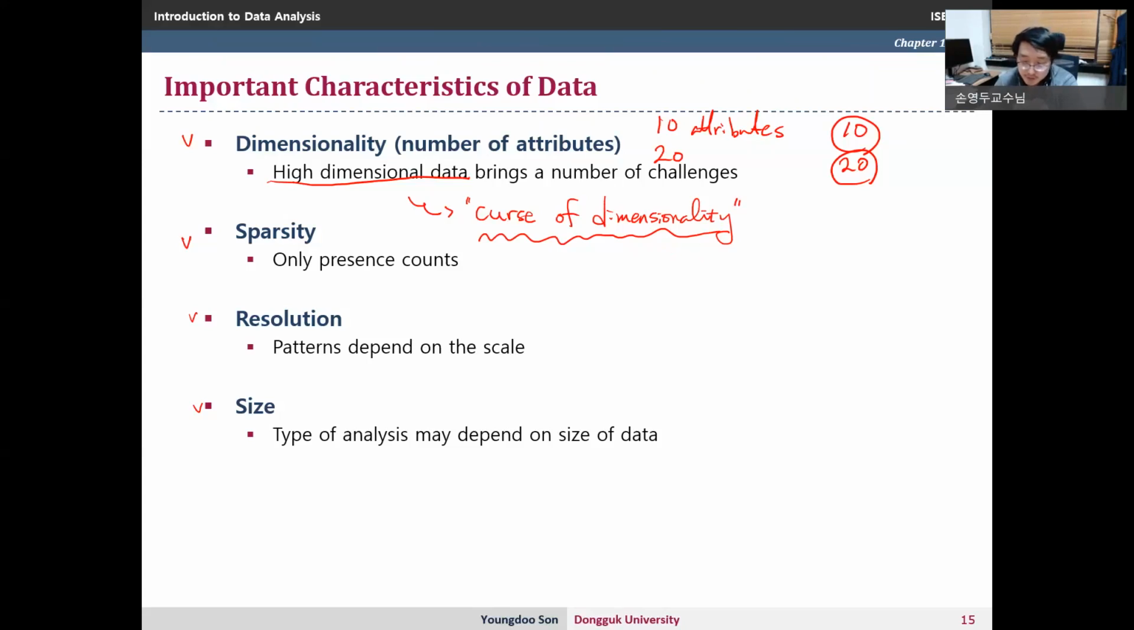In the middle or end of this chapter, we will see the definition of distances, maybe in the next class. However, please remember that if the dimension is very high, then some analysis cannot be applied to that data, or the dimension should be reduced by some dimension reduction method.